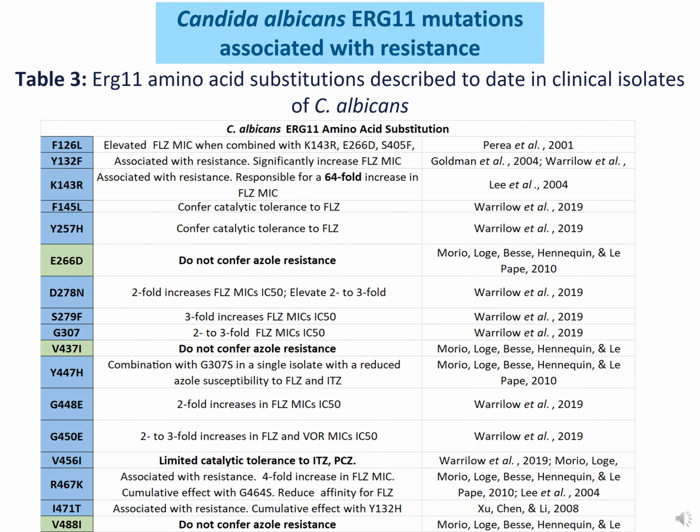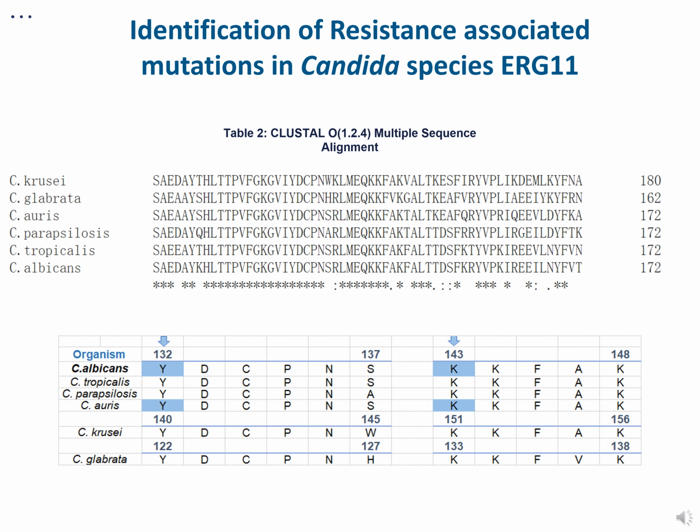This is the table of Candida albicans ERG11 mutations associated with resistance, and you can see from the table here, the blue highlighted substitutions are associated with resistance, and the green highlighted ones do not confer azole resistance. I used Clustal Omega to make the multiple sequence alignment for Candida species ERG11, and this enabled us to identify the corresponding resistance mutations in other Candida species. As you can see, the top one is a little bit unclear, so I highlighted the one below, the substitutions which are associated with antifungal resistance.